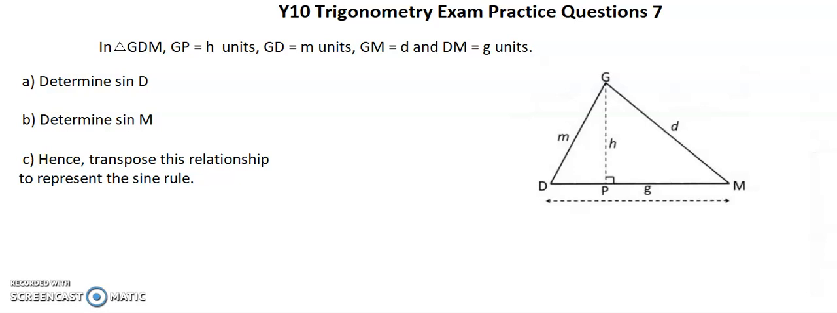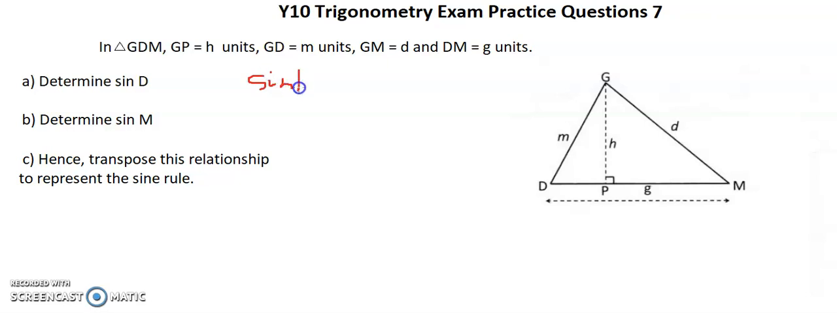Year 10 Trigonometry Exam Practice Question 7. In the triangle GDM, GP equals H units, GD equals M units, G to M equals D units, and DM equals G units. So the first thing we need to do is determine sine D.